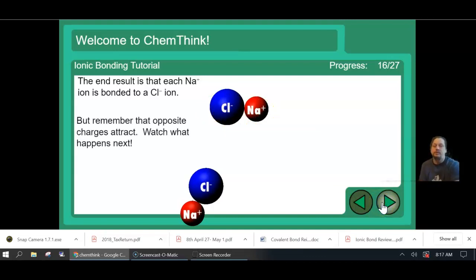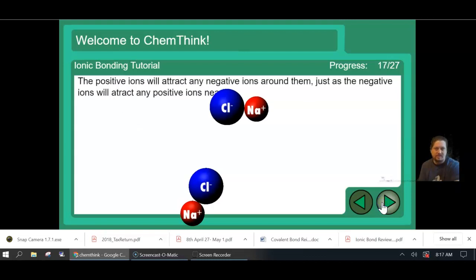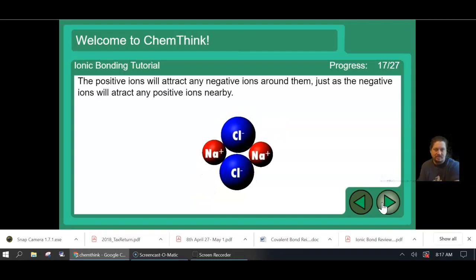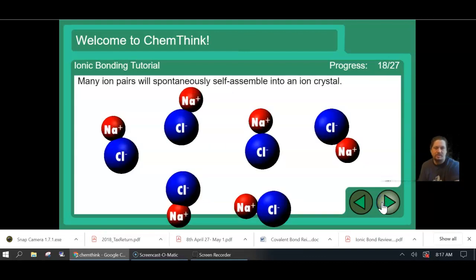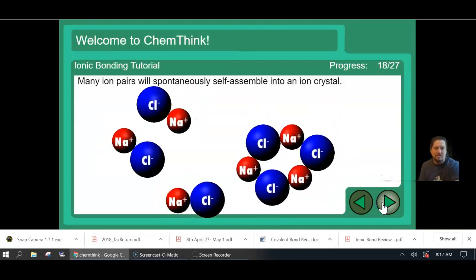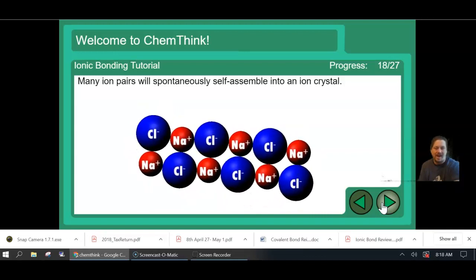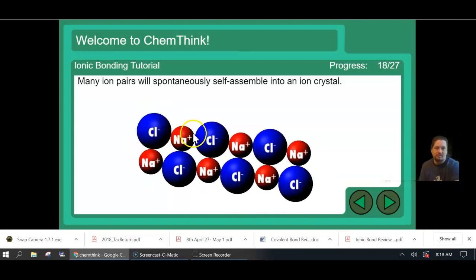Now, opposites attract. Each side of this molecule has a charge. Positive ions will attract any negative ions around them, just as negative ions will attract any positive ones. So what ends up happening is they stick together. Start forming larger and larger substances. Many ion pairs will spontaneously self-assemble into an ion crystal. See, they're all lining up here, sticking together. Repeating pattern. Chlorine, sodium, chlorine, sodium, chlorine, sodium.